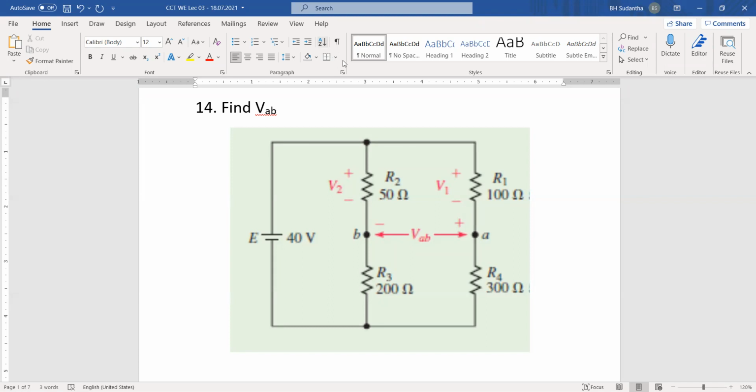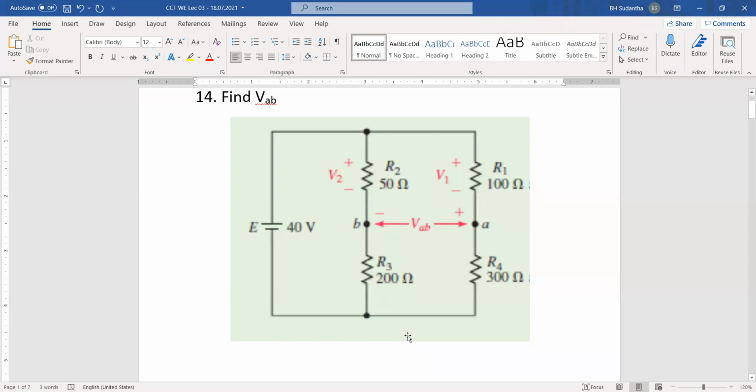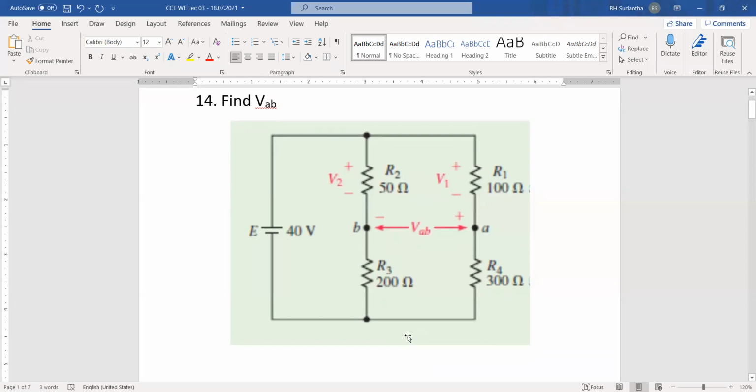Now with this problem, again, it's not a difficult question. We have to find the voltage in between point A and B, VAB. In this case, you have to find the point voltage here and the point voltage here, and you can take the difference between these 2 points. Then it will be VAB. Shall we take a couple of minutes and try this?